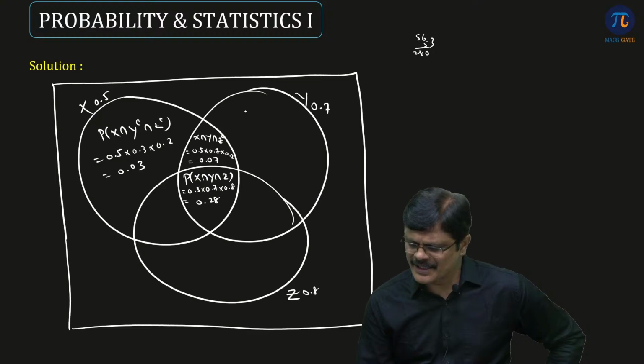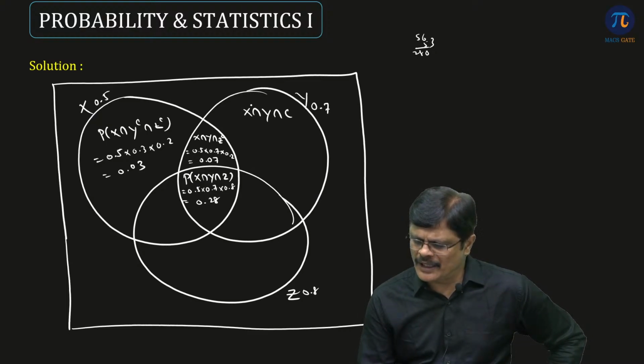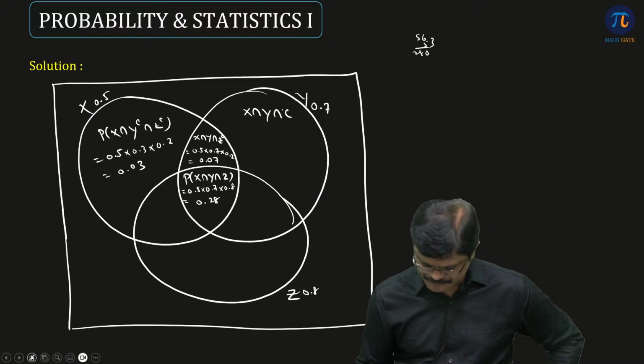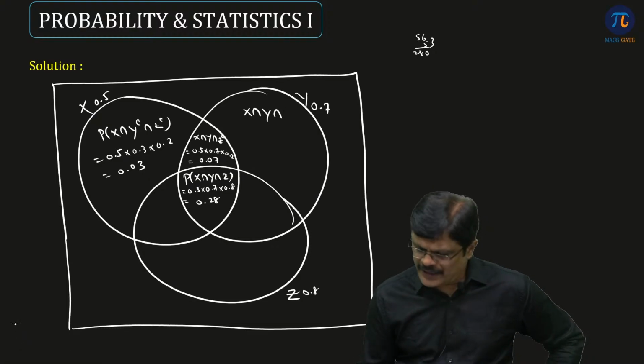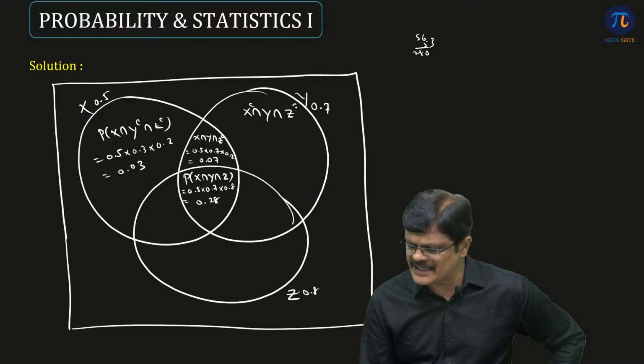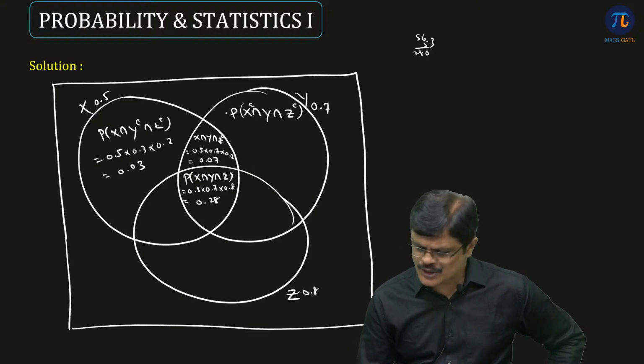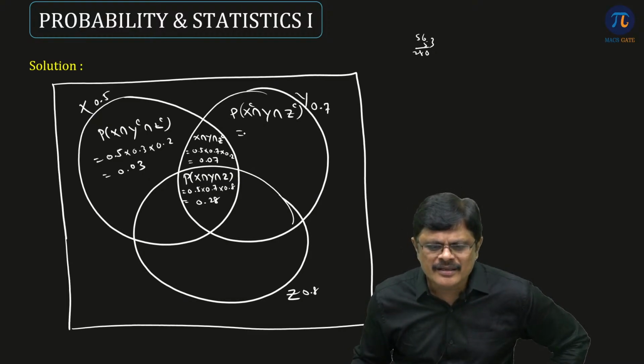What about this? Here, out of x, y, z, only y is present, x and z are absent. So what about the probability?